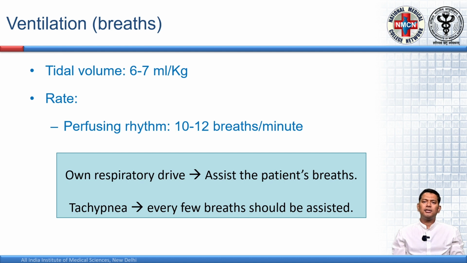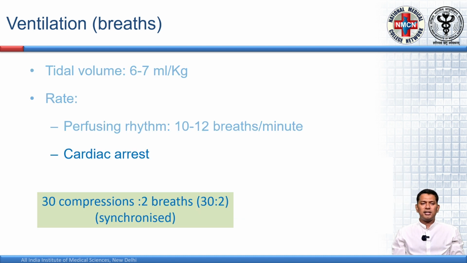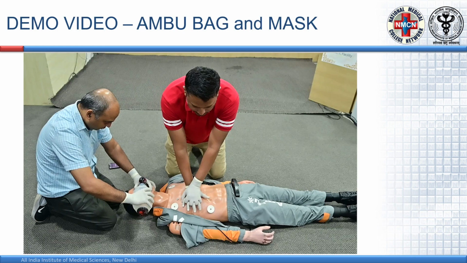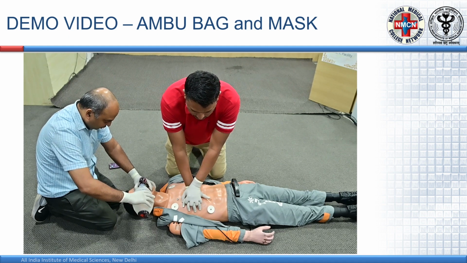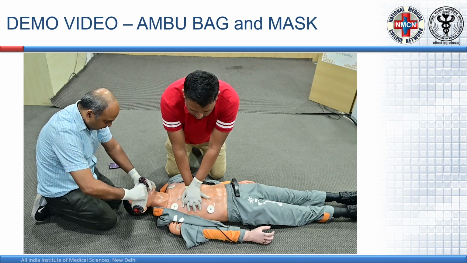In a patient with perfusing rhythm who only requires respiratory support, ventilate at the rate of 10 to 12 breaths per minute. If the patient has their own respiratory drive, assist the patient's breaths. If the patient has tachypnea, every few breaths should be assisted. In patients with cardiac arrest and ongoing CPR, 2 breaths are given after a series of 30 chest compressions in a synchronized manner. In this demonstration, we can appreciate each breath is delivered over 1 second and expiration is over 1 second.